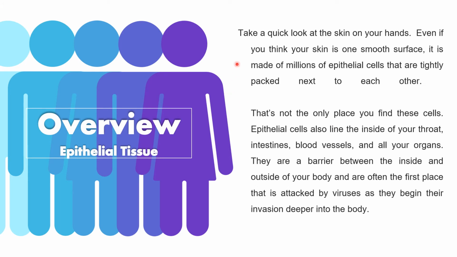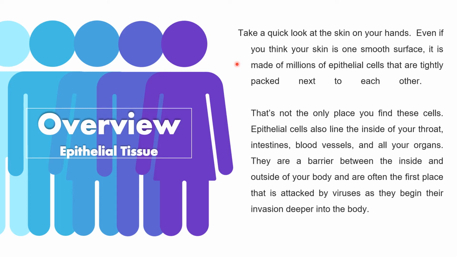Now, take a look at your skin right now. If you think that your skin is very smooth, it is actually made up of millions of epithelial cells that are tightly packed together. For your information, that's not the only place you can find the epithelial cells. The epithelial cells that make up the epithelial tissue also line the inside of your throat, intestines, blood vessels, and all your organs.